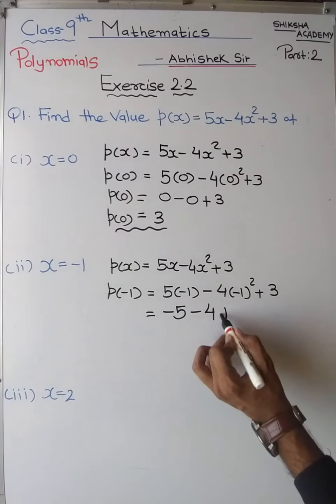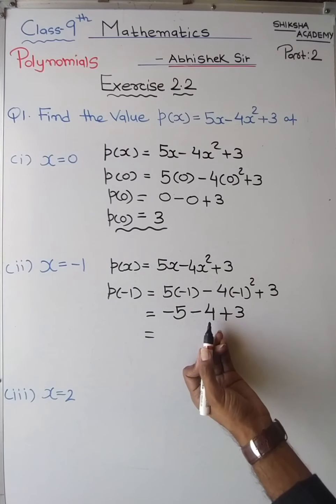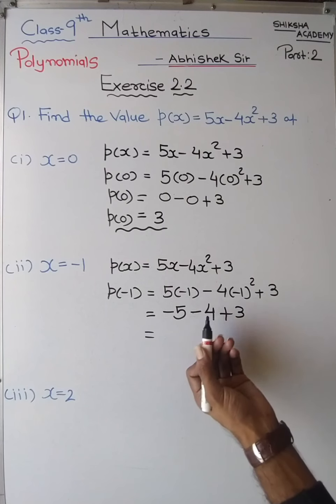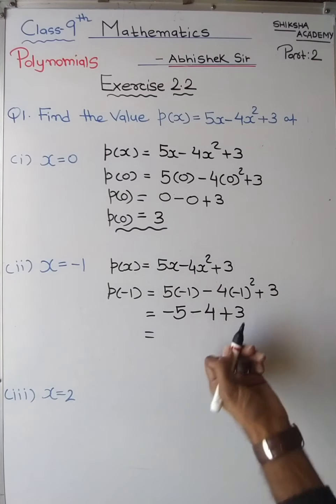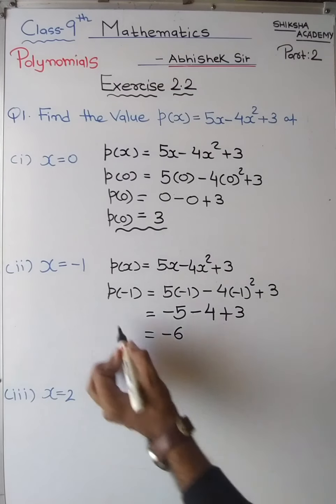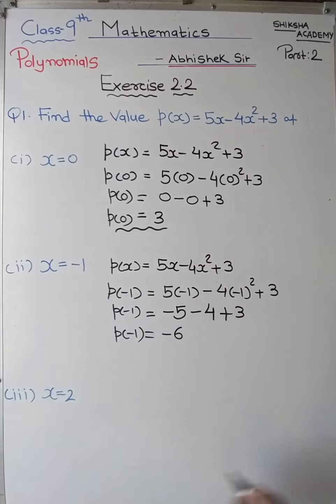Clear? Plus 3. Now this you can solve orally. Minus 5 and minus 4 is minus 9, and minus 9 plus 3. So minus 9 plus 3 is minus 6. So what do we get? P of minus 1 is minus 6. Moving on to the next question.